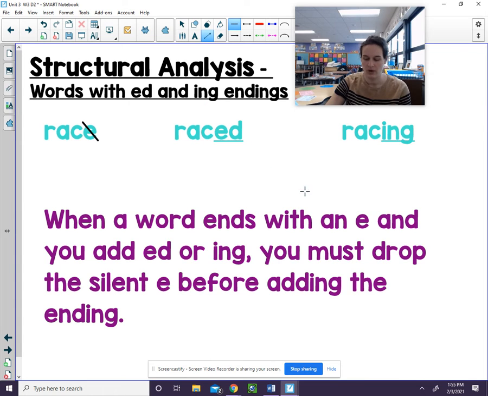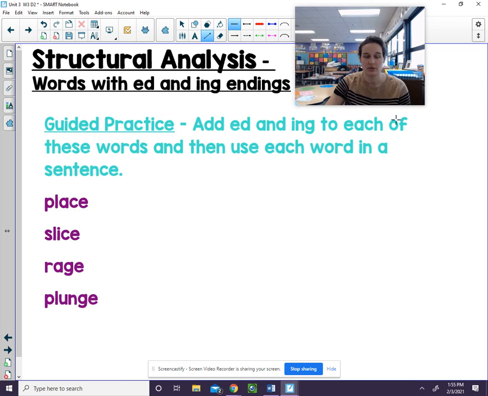Now, when ing is added to a verb, it's telling about something that's happening right now. Again, you will drop the E and you add ing. So when a word ends with an E and you add ed or ing, you must drop the silent E before adding the ending. Let's go ahead and practice a little bit. So we're going to add ed and ing to these 4 words.